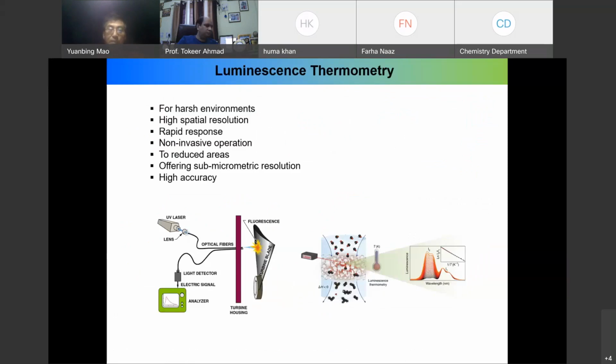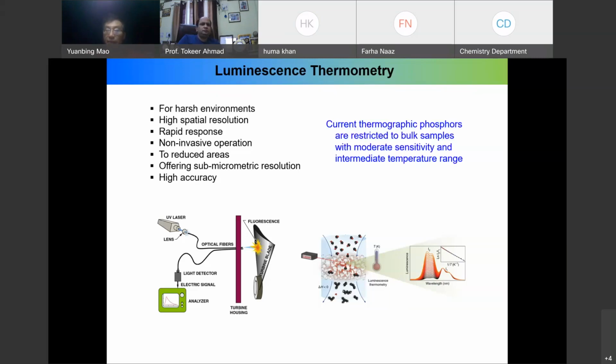So that's one thing related to the luminescence thermometer, especially for harsh environments where it's difficult to put thermometers in. And if we want a high spatial resolution, the regular thermometer doesn't work that way. If we want a rapid response in a non-invasive operation, how do we do that? And if we want to work in reduced areas, with submicrometric resolution and higher accuracy, how do we do that?